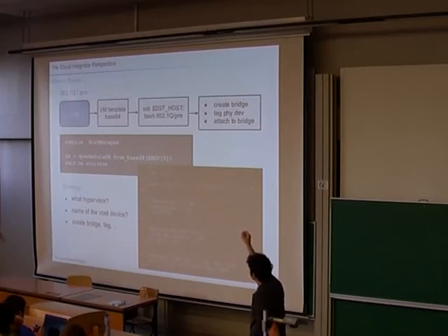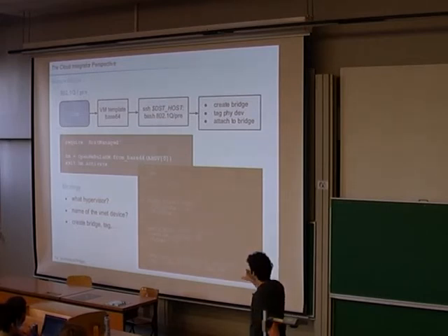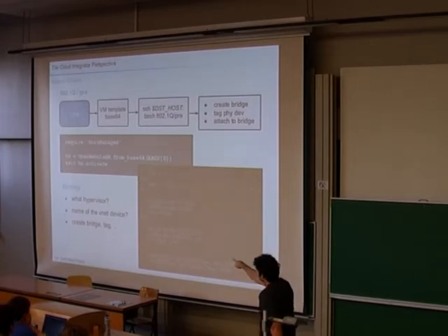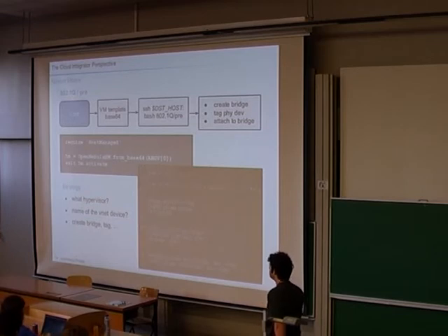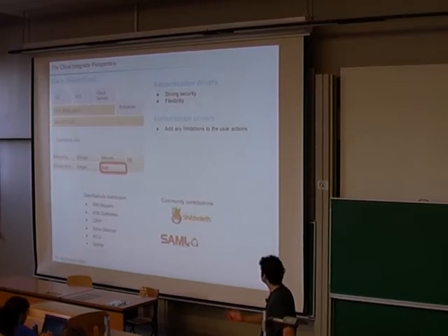You can grab the VLAN from the configuration file, from the virtual machine template. You create the bridge, create the tagged physical interface, and you attach it. Each of these Ruby lines translates to a regular Unix command like vconfig or ifconfig or ip or whatever you want. I'm going to skip the authentication part because I don't have much time left.